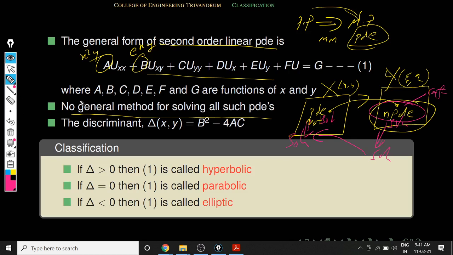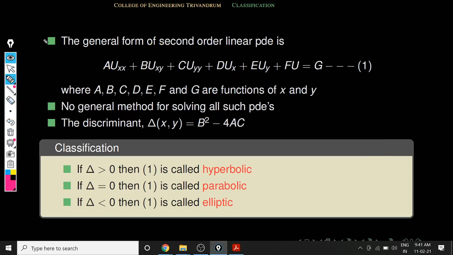Okay. So before going to find the canonical form, we have to define some technical terms. The first one is the discriminant. What is the discriminant? This is almost similar to our algebraic equations: b square minus 4ac. One thing is here a, b, c, everything are functions of x and y. Maybe constants, but in general they are functions of x and y. That's why I'm using here delta of x, y, because delta may be a function of x and y. Anyway, the discriminant is defined like this: b square minus 4ac. It is similar to our algebraic equations.